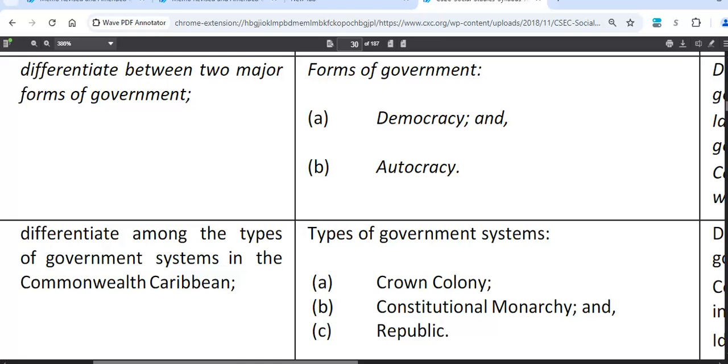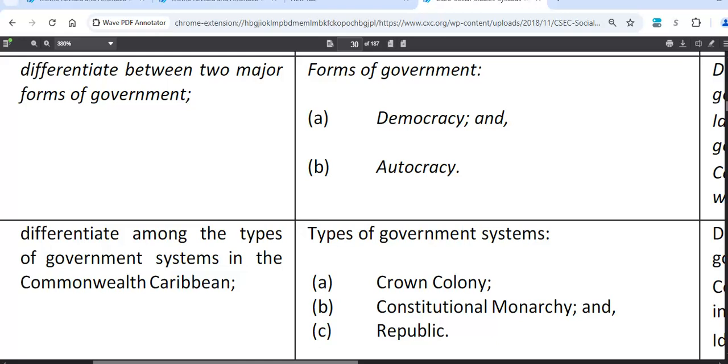When we talk about autocracy, autocracy is the opposite of democracy, meaning that the people have no say in whatever decision the government is making. All decisions are completely made by the government. So if you are given any question asking about forms of government, there are two forms, democracy and autocracy.